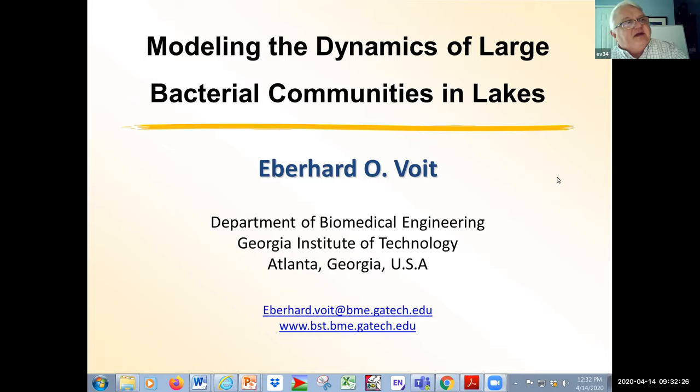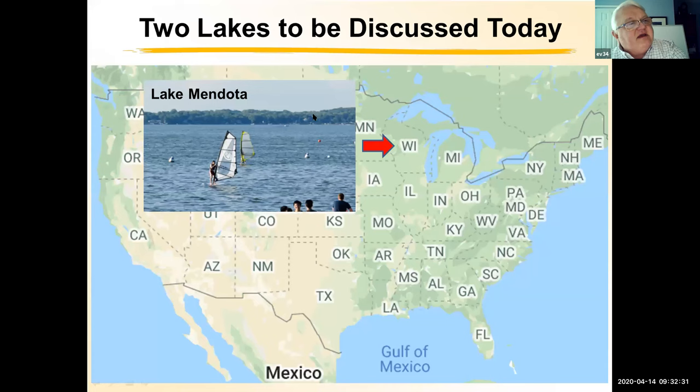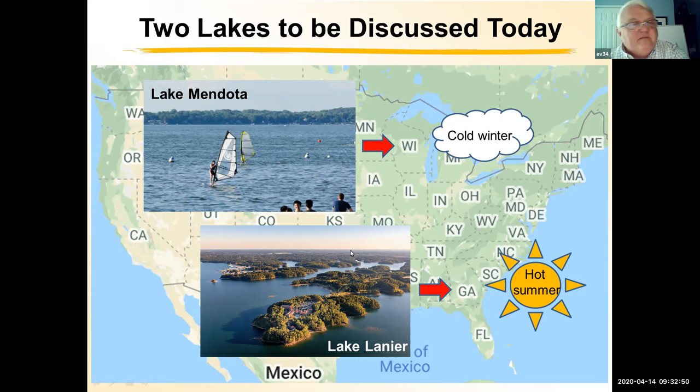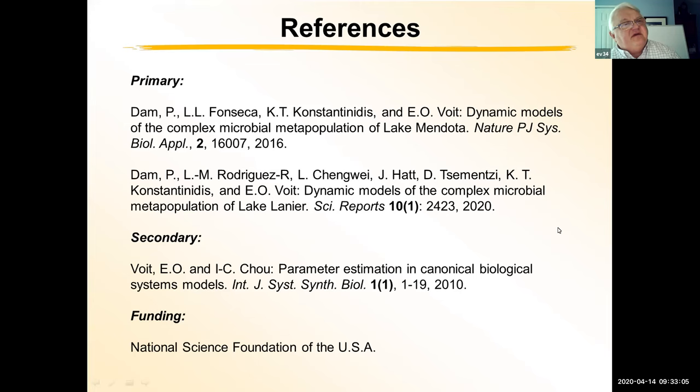The two lakes are in the United States. One lake is in Wisconsin. It's called Lake Mendota, right in Madison, Wisconsin. The other lake is down here in Georgia where I live. It's called Lake Lanier. It's actually a reservoir. The two lakes are very different. This one is cold in the winter, and this one is very hot in the summer. So while the lakes have some similarities, they also have very big differences. Here are some references in case anybody's interested. Primary references are here, along with a parameter estimation issue, and the funding comes from the National Science Foundation.